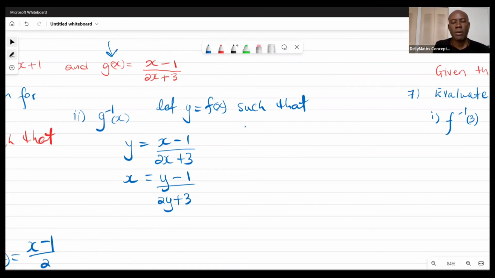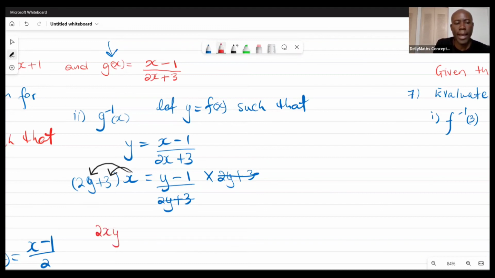We want to transpose to find an expression for the new y. Well, we have a fraction. We're going to multiply both sides by 2y plus 3. Balance the equation. On the right side, 2y plus 3 would cancel itself. But on the left side, we need to distribute the x inside so that we could remove that bracket on the left side. We're actually looking at 2xy plus 3x, and that is equal to y minus 1.